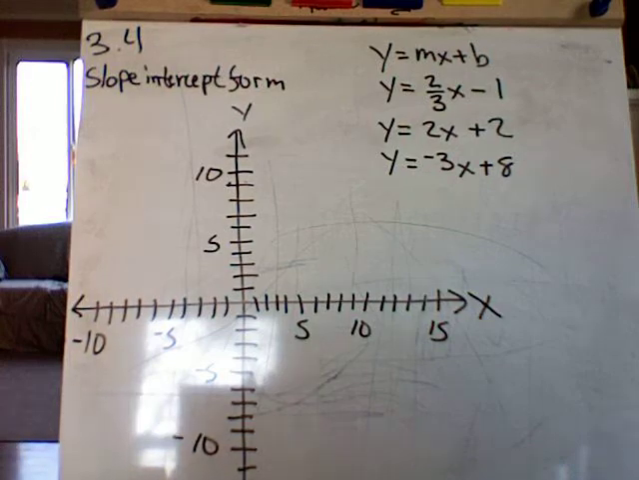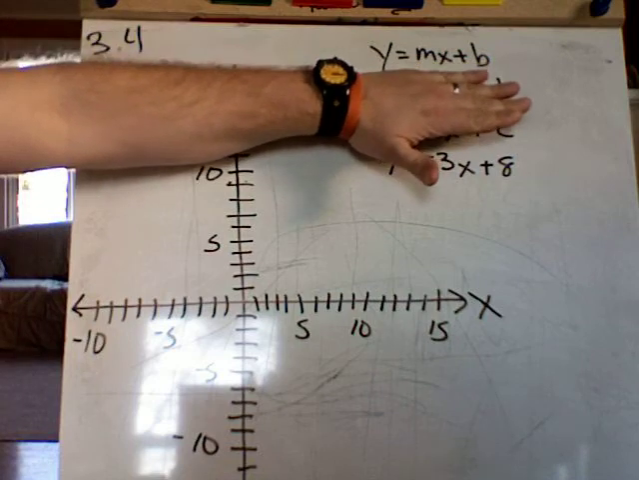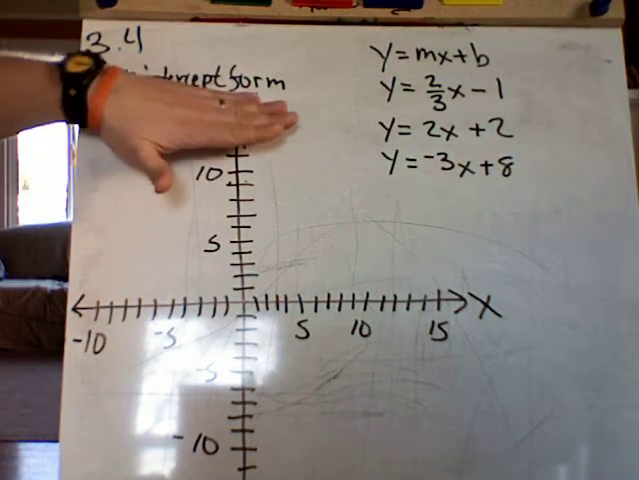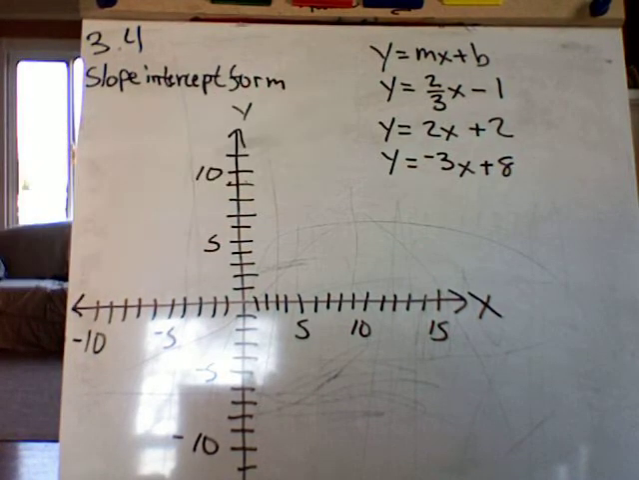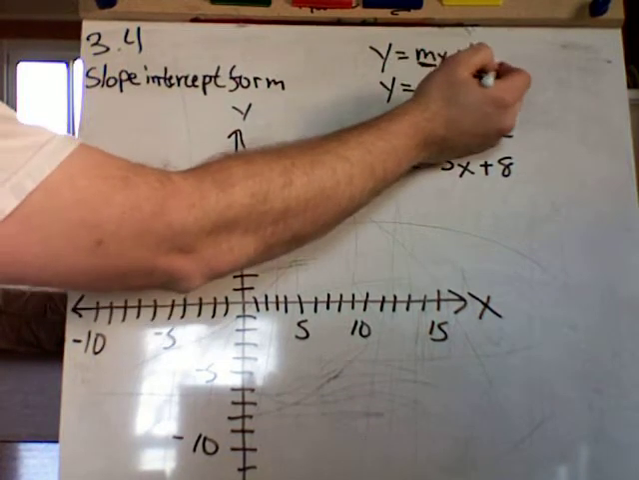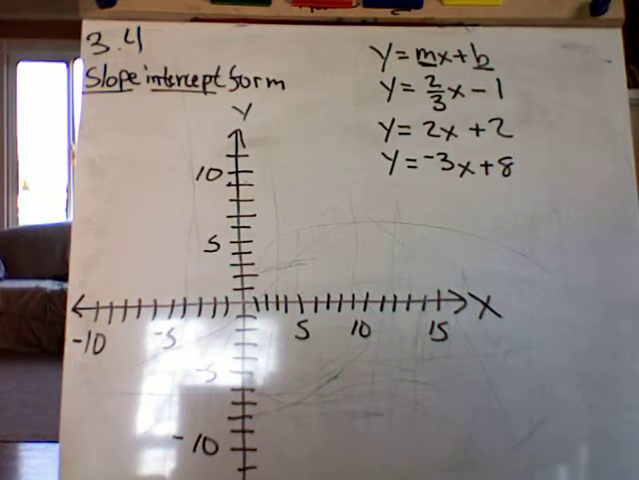Okay, so 3.4 is finally going to get us to what we've been working toward. Everything's been kind of funneling us toward this goal. When we have an equation that's a straight line, it says y equals mx plus b. This is in slope-intercept form. That's what y equals mx plus b means. We're given a straight line with a slope and an intercept. Slope, intercept.